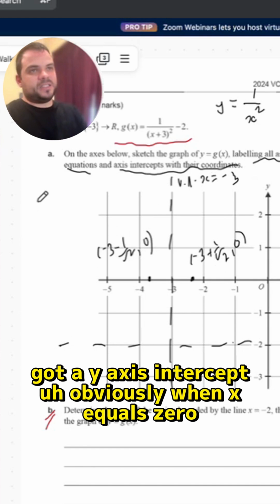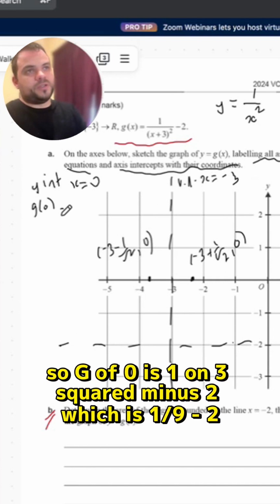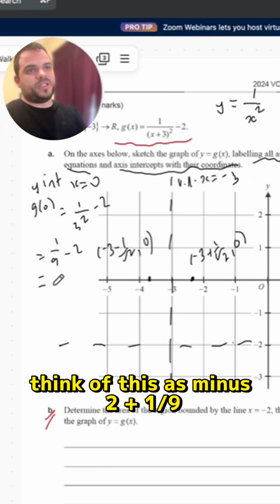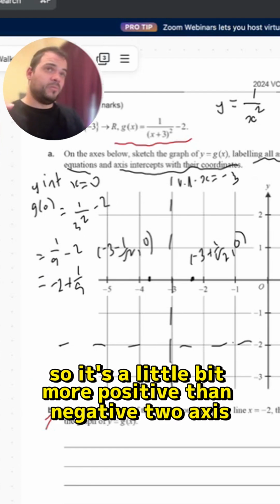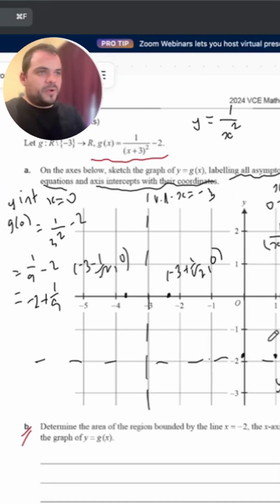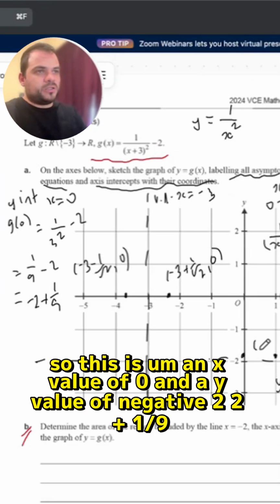We've got a y-axis intercept, obviously, when x equals 0. So g of 0 is 1 on 3 squared minus 2, which is 1/9 minus 2. Think of this as -2 plus 1/9, so it's a little bit more positive than -2. On the y-axis, it'll be here. So this is an x value of 0 and a y value of -2 plus 1/9.